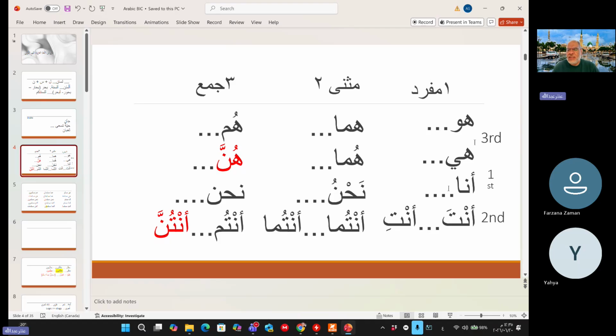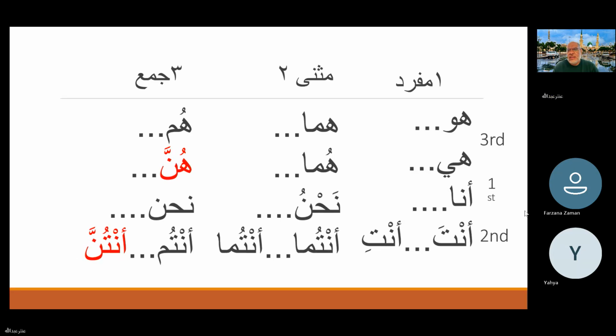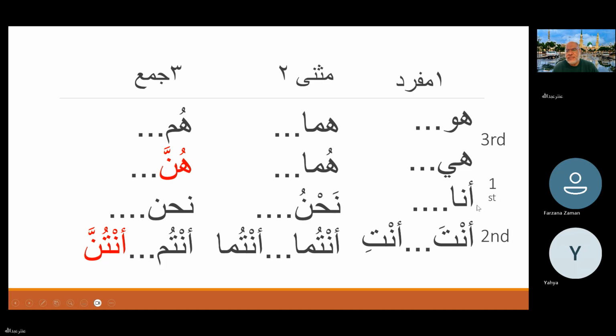Then we added ana, anta, anti. All of these are singular pronouns, right? Singular pronouns: anta, anti, ana, and huwa. Then the dual, two: we have huma, they two male, and huma, the same thing, they two female.